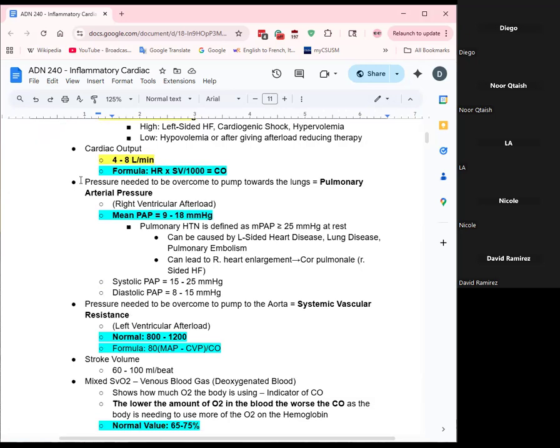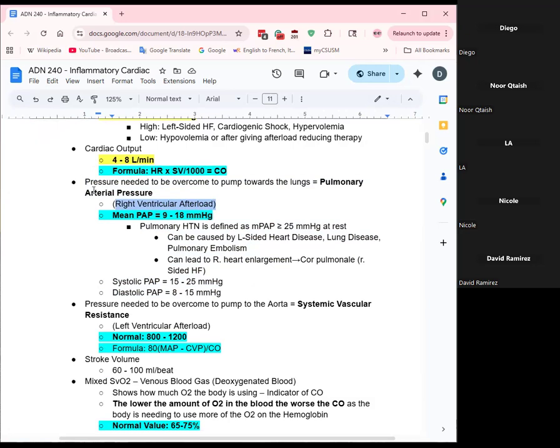I included this one just for completion's sake. They don't test on it. Pulmonary arterial pressure. So this is what I was talking about, the pressure that's built up in the lungs. But it's also an afterload. You can think of it like a right ventricular afterload. So it's the pressure that your right ventricle has to fight against to get stuff flowing. I do have the value, but again, you don't have to know that.